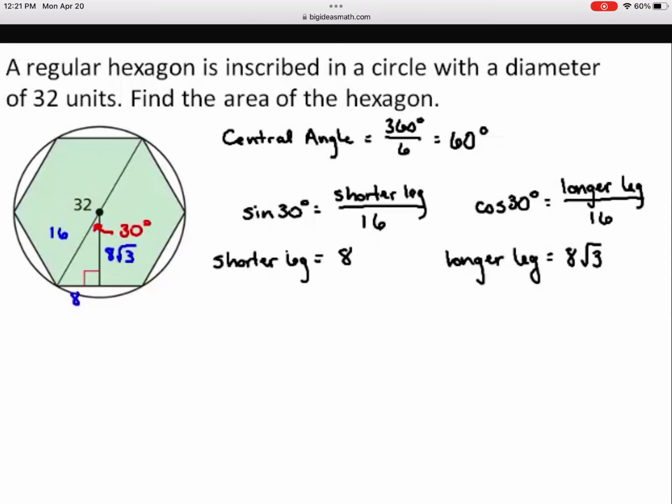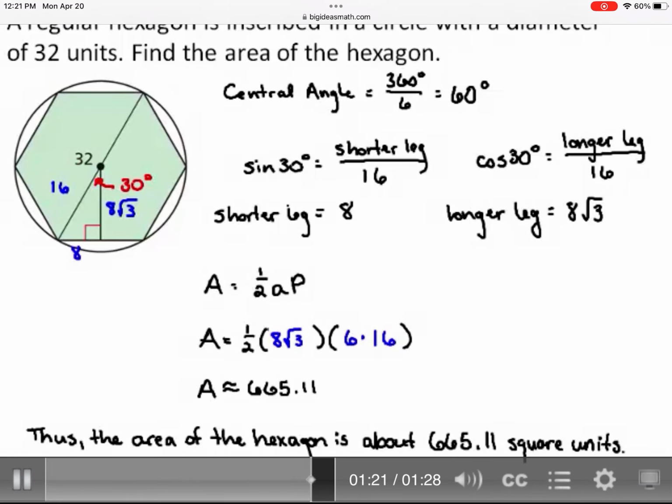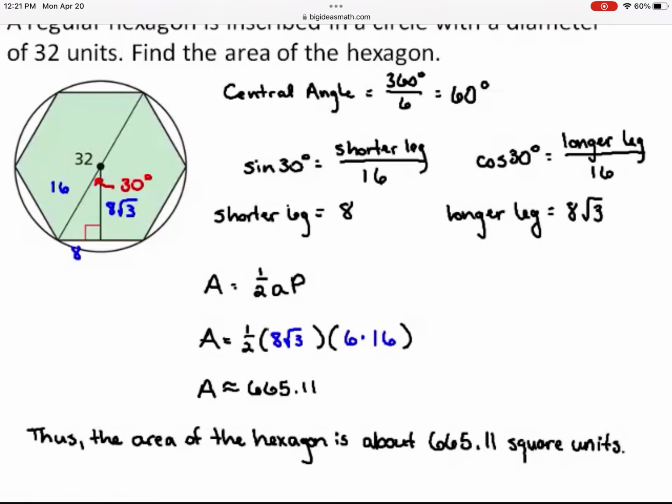Recall that the equation for the area of a polygon is A equals 1/2 times a times P, where a is the length of the apothem and P is the perimeter. Notice that each side of the hexagon has a length of 16 units. So the area of the hexagon is A equals 1/2 times the quantity 8 times the square root of 3 times the quantity 6 times 16. Simplifying gives A is approximately 665 and 11/100ths. Thus the area of the hexagon is about 665 and 11/100ths square units.